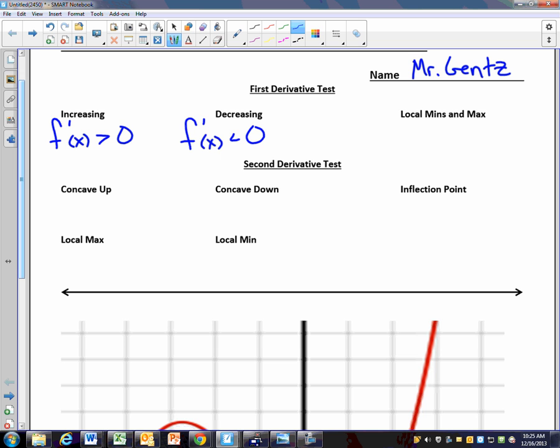If there is a local max or a min, then f prime of x is equal to 0. That doesn't mean that just because you take the derivative and you get 0 that there will be a local max or min. It does mean that if there is a local max or min, then this is true. Okay? So we have those pieces.